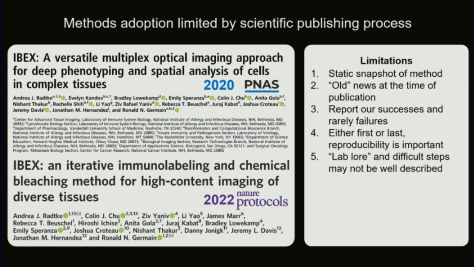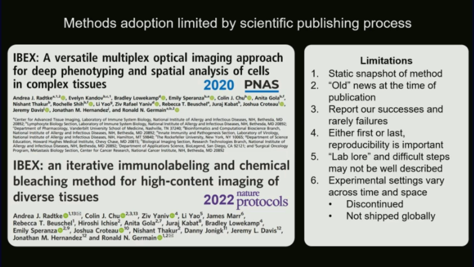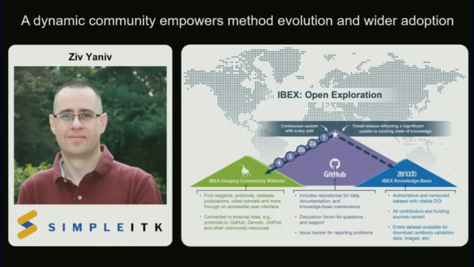And then that lab lore and those difficult steps may not be well described. How can I tell you that I jiggle it this way and then soak off the cover slip? These things really need to be captured with video. Also, as the community evolved, we appreciated how experimental settings vary across time and space: a reagent may be discontinued, or may not be shipped globally, or have restrictions. And so our answer to this, and the answer that many of you have, is community. This is a very grassroots effort, and I appreciated what Jim said about open science and open source software.